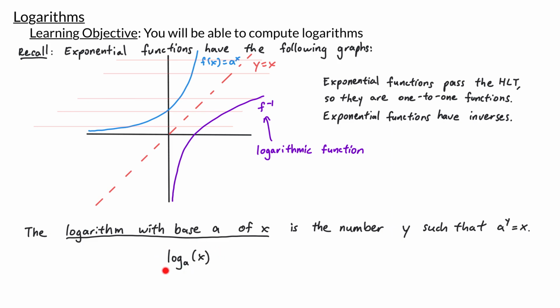Now, if the answer to this logarithm is the number y, this means that a to the power of y is equal to x. So again, if we take the logarithm with base a of some number x, essentially we're looking for the exponent so that when I take the base and raise it to that exponent, we end up with x. Let's take a look at some examples to familiarize ourselves with this operation.